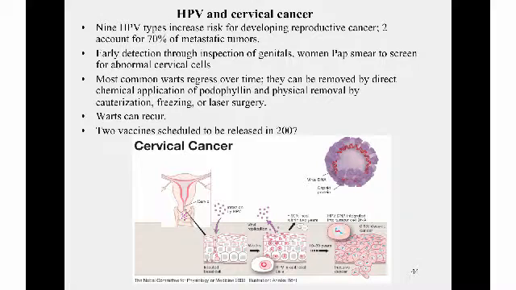Now, I said that these viruses were oncogenic, so there's 9 HPV types that are known to be oncogenic. So they seem to increase the risk for developing reproductive cancer. 2 of them account for 70%. This number has actually gone up since, of metastatic tumors. And the cases of cervical cancer or reproductive cancer have actually gone down through preventative measures. So through that early detection, through inspection of genitals and the Pap smear to screen for abnormal cervical cells.